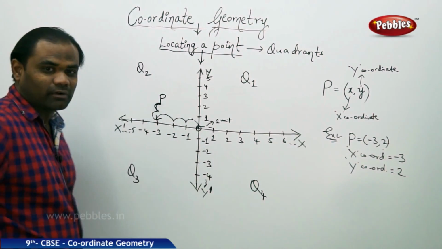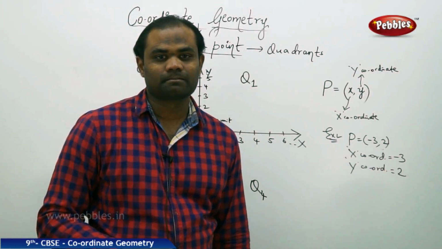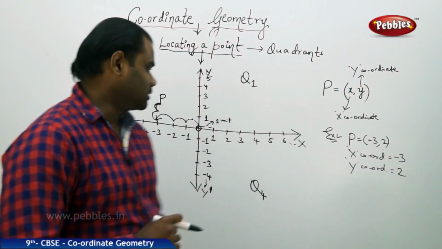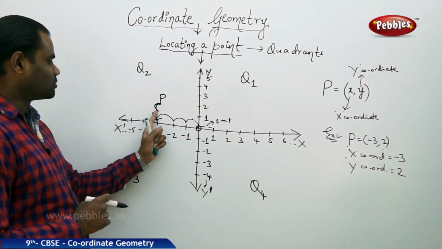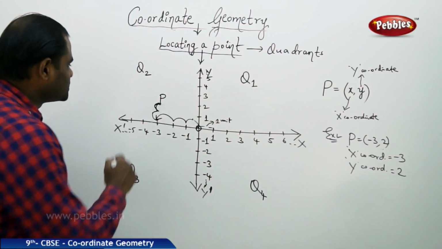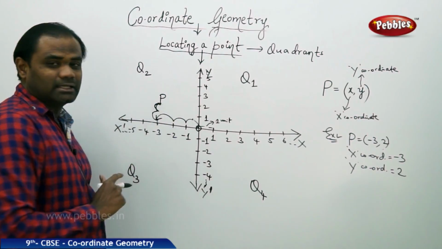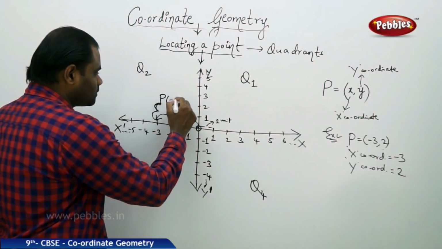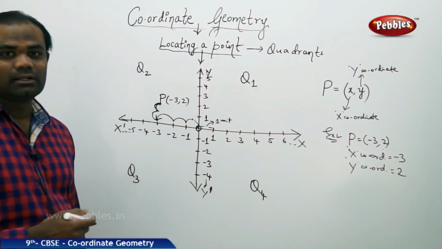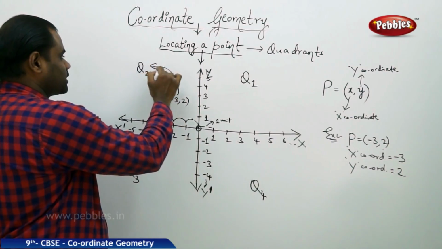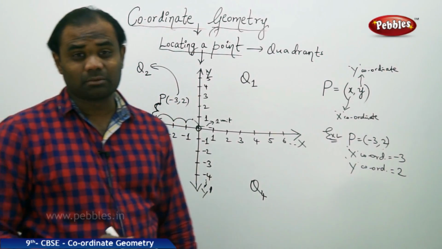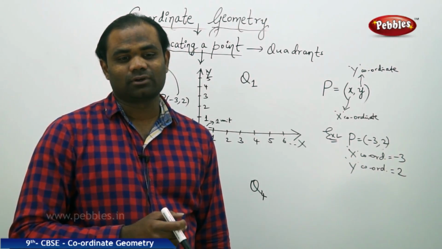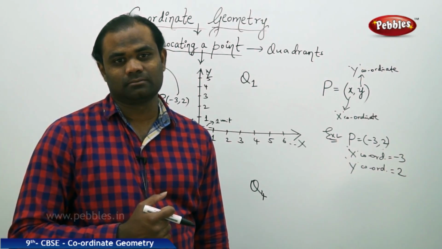This is where finally the point P moves. So when I locate the point -3, 2, I understand that it moves 3 units left and 2 units up. And finally, I see that this point P is now in the second quadrant. So the point P, which is -3, 2, lies in the second quadrant, is how we locate the point in each of the quadrants using the definition of quadrant concept.